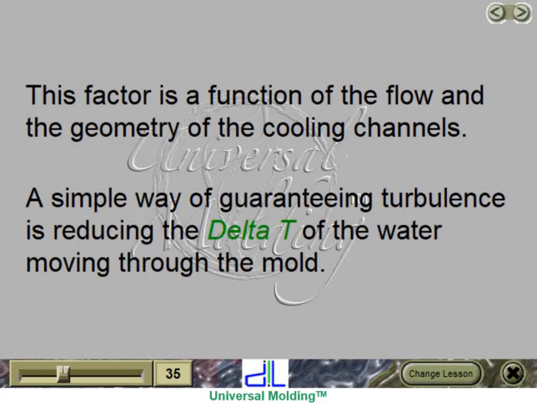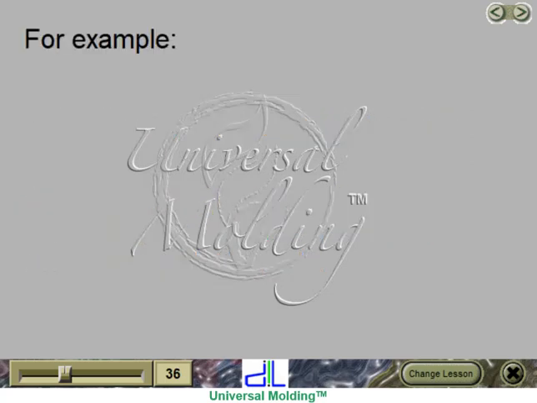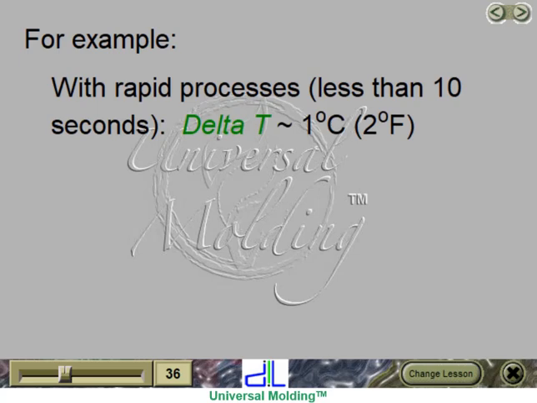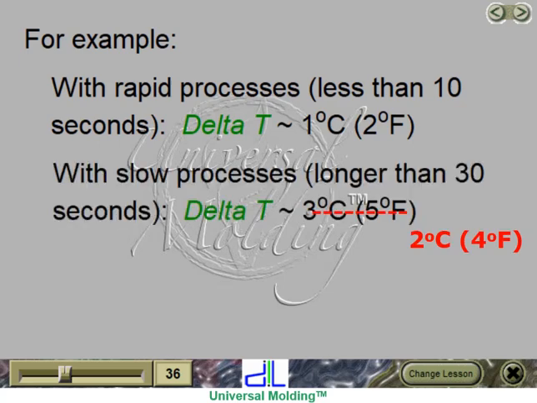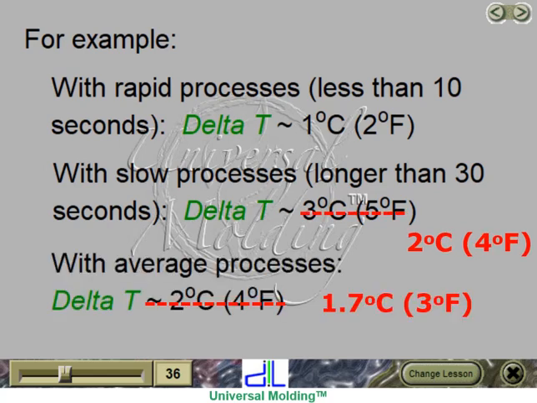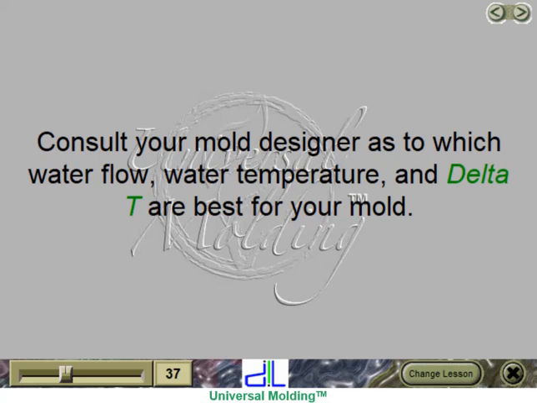A simple way of guaranteeing turbulence is reducing the delta T of the water moving through the mold. For example, with rapid processes, less than 10 seconds, delta T should be around 1 degree centigrade or 2 degrees Fahrenheit. With slow processes, longer than 30 seconds, delta T should be around 3 degrees centigrade or 5 degrees Fahrenheit. With average processes, delta T should be around 2 degrees centigrade or 4 degrees Fahrenheit. Consult your mold designer as to which water flow, water temperature, and delta T are best for your mold.